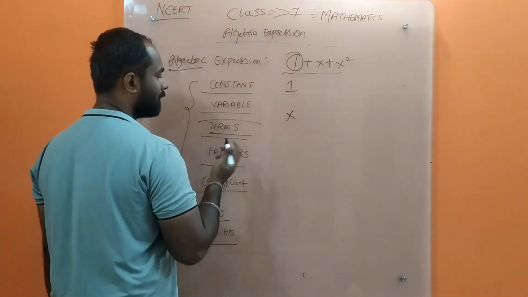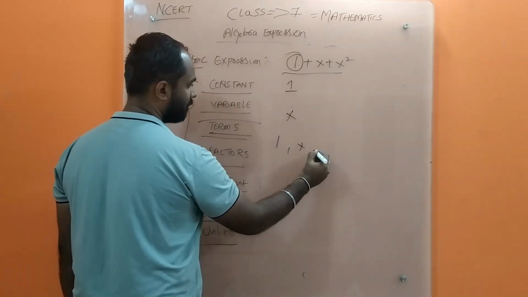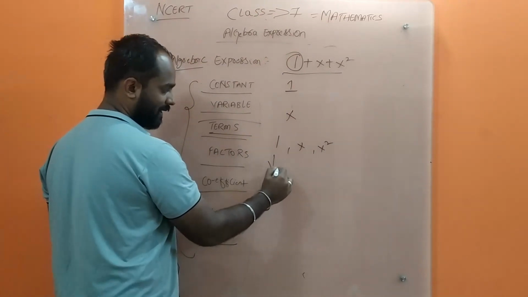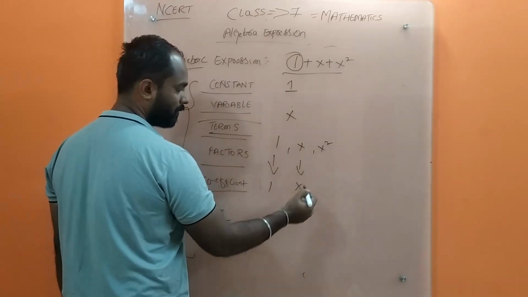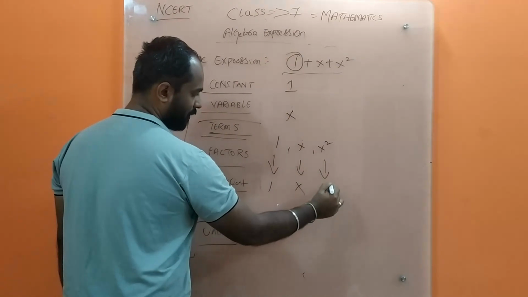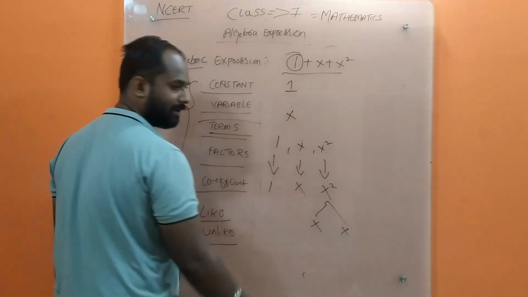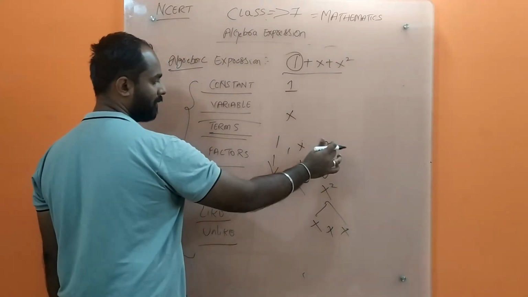What are the terms? 1 is your term, x is your term, then x square is your term. What are the factors of these? The factor of 1 is nothing but 1. The factor of x is nothing but x, because there is no power or any number assigned to it. Then for x square, we take another tree, and it is merged with double x. So x into x is x square, which is one of your terms.